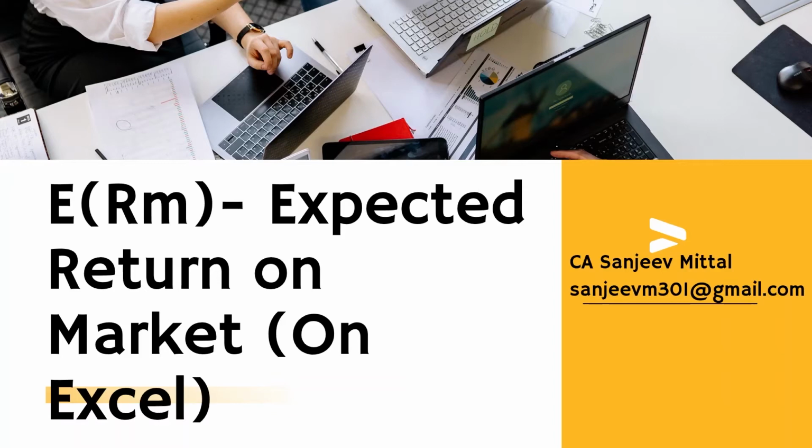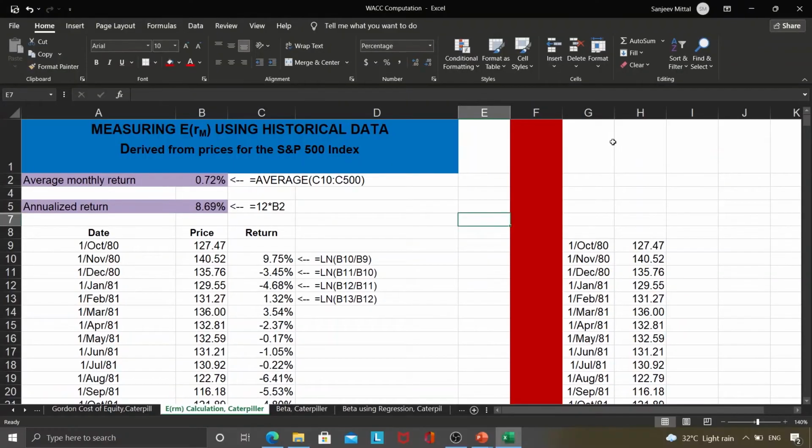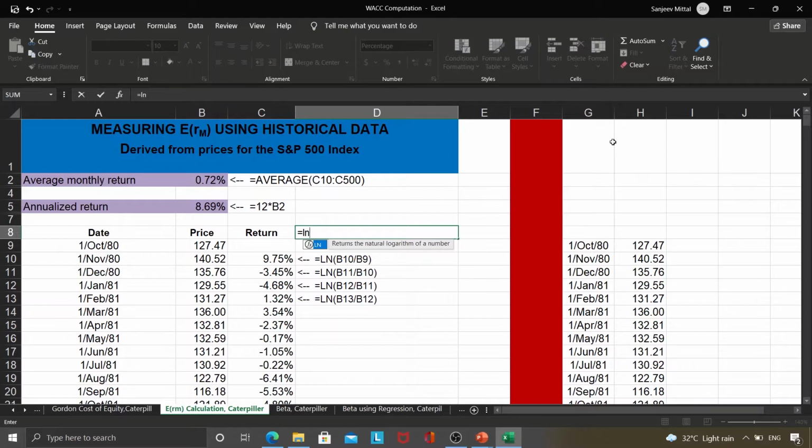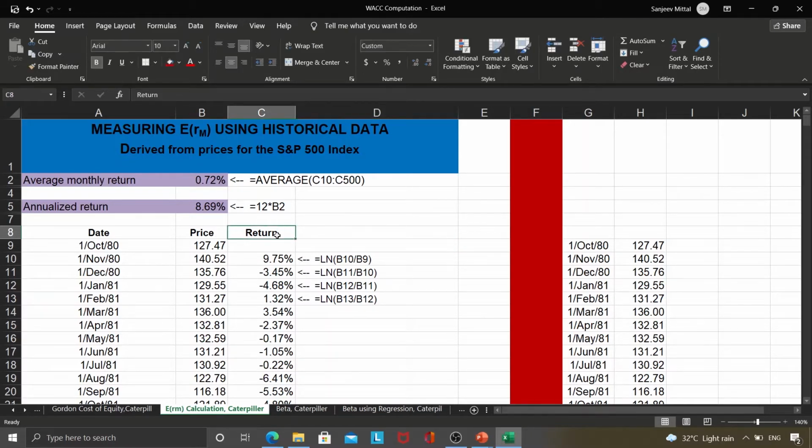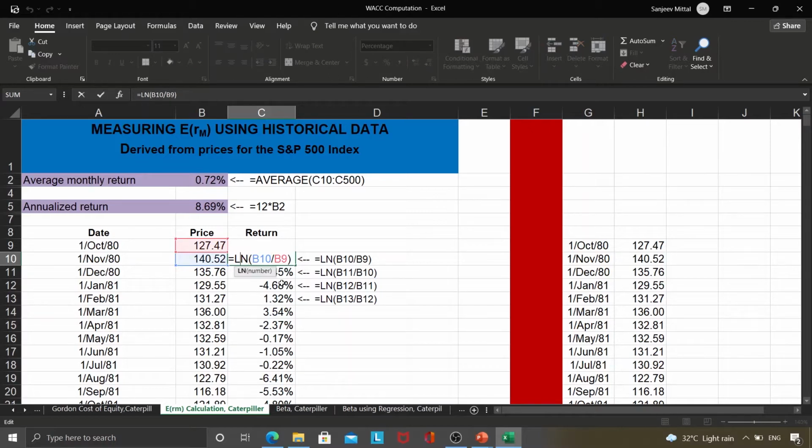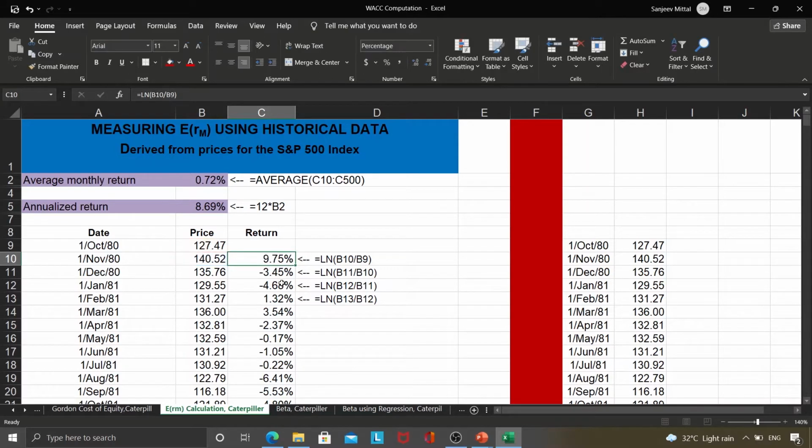Let's try to discuss the expected return on market on the natural log basis. Now, I won't go into the derivation of these natural logs, but for your understanding, the natural log formula in Excel is ln. If you use this ln formula, it returns the natural logarithm of a number. So for calculating the returns, this time I have used the formula ln. And when I have used the same natural log formula for all the returns, our annualized return has changed.